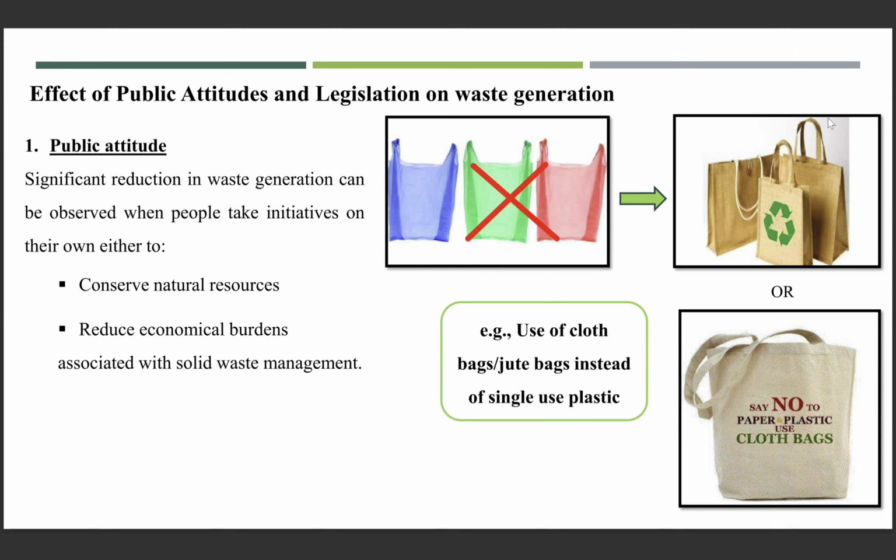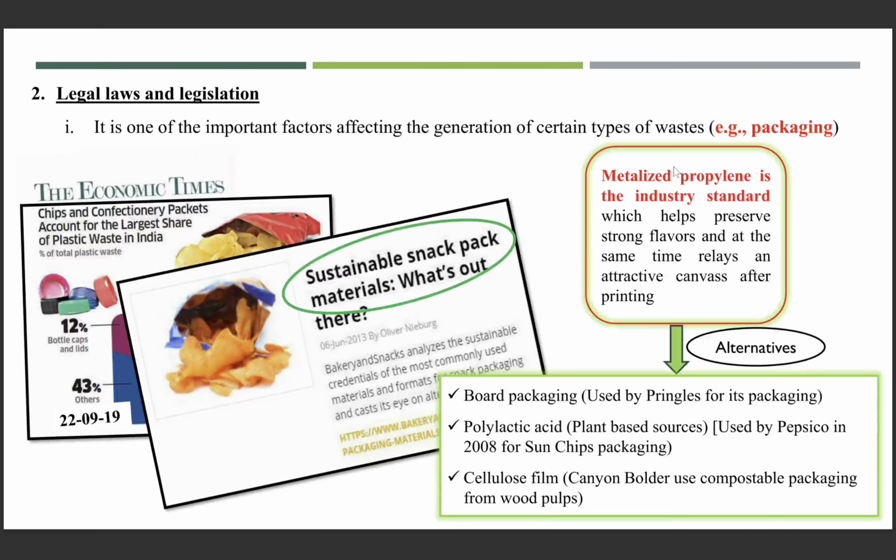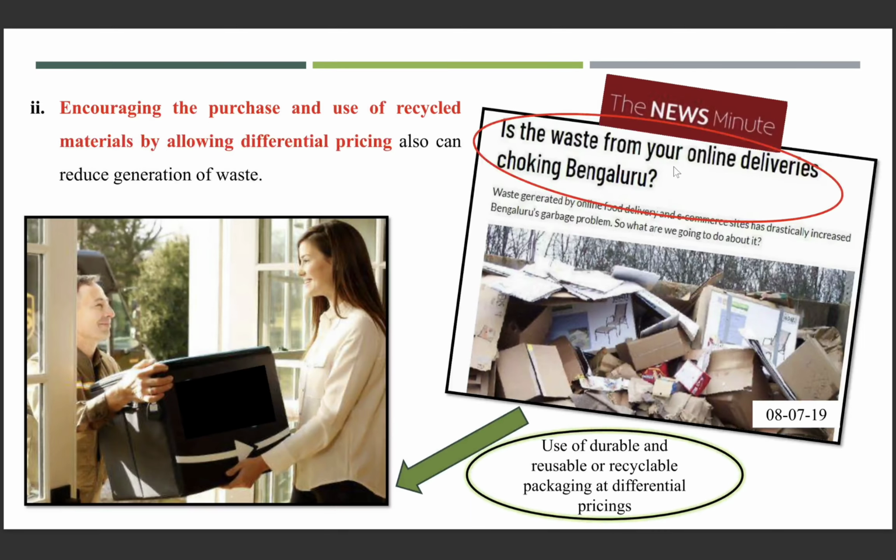So next is public attitude. Legislations have been imposed to ban the use of single-use plastic. So this will decrease the amount of single-use plastic which is being generated. Next are the legal laws and legislation. So there can be a ban on some of the materials which are being used. Next is encouraging the purchase and reuse of recycled materials.